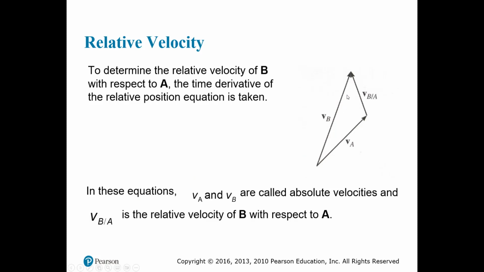For velocity it will be exactly the same thing, as you know that position and velocity are related by the derivative. Velocity equals ds with respect to time. So if I derive the equation that I just had, I will get that vB equals vA plus vB/A. Okay. In these equations, vA and vB are called absolute velocities, and then vB/A is the relative velocity of B with respect to A, or of B by looking from A.